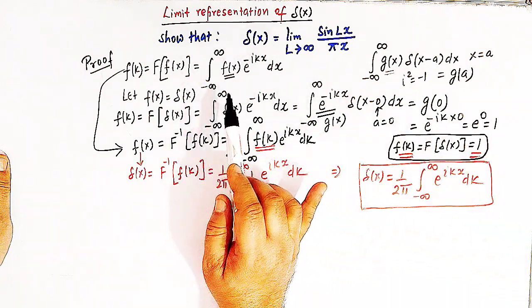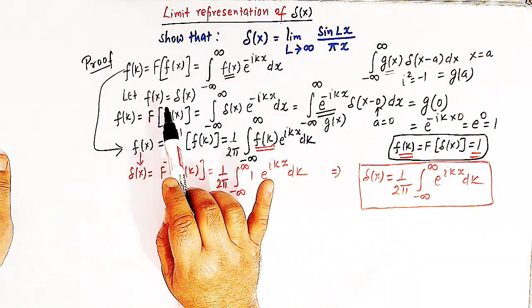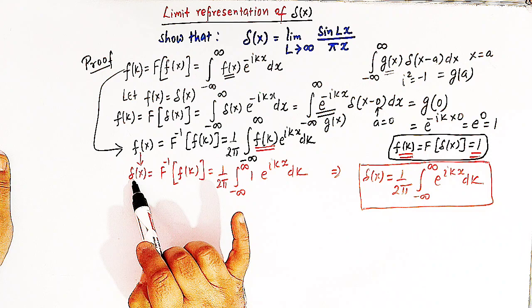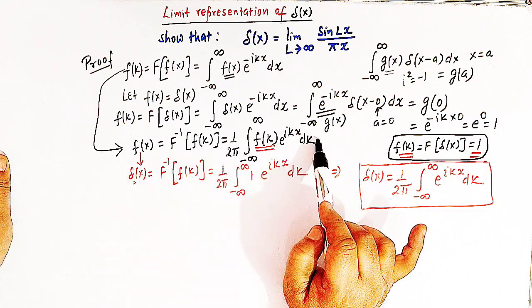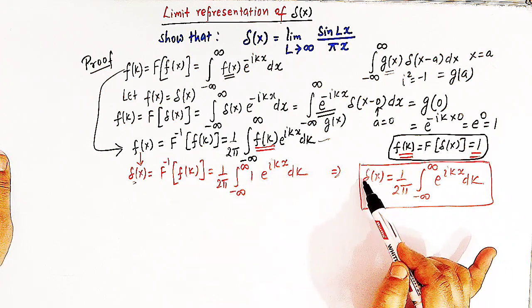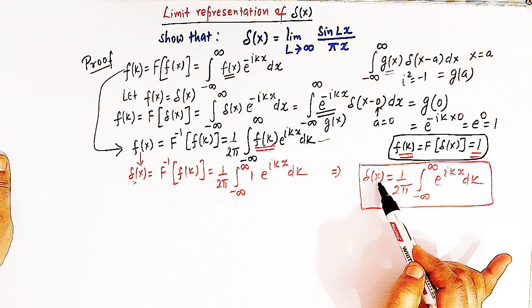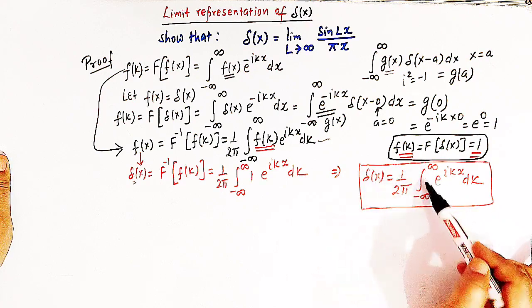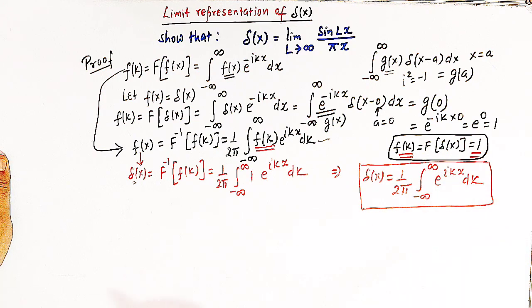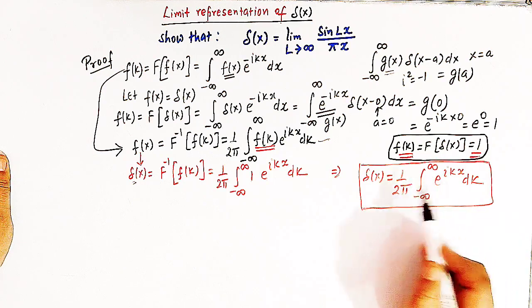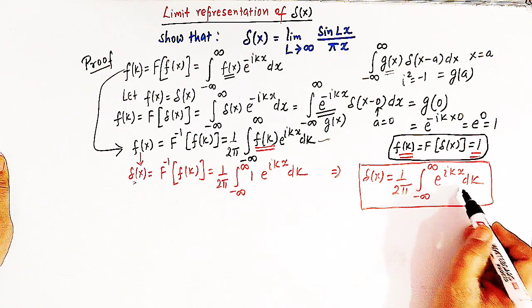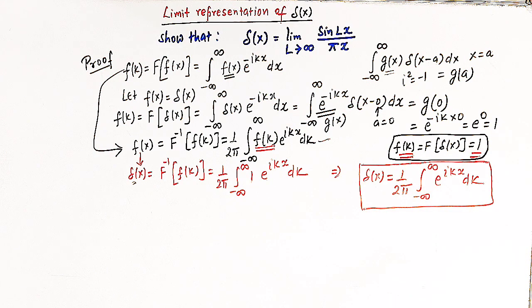And then we utilized the definition of the inverse Fourier transform, and the inverse Fourier transform of delta x is given by this expression. So here F of k is 1, and so we have obtained the expression for delta x as 1 over 2 pi, and the integral from minus infinity to infinity of e raised to ikx dk, right? So now we'll move further by using this important representation of the delta function.